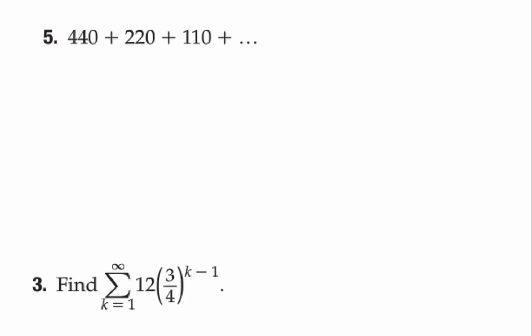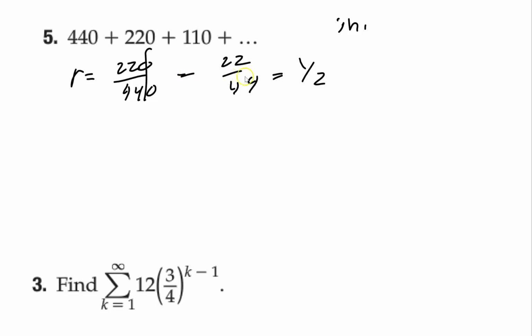Almost done, just a couple more. So this is the next one. Notice how it goes off into infinity. We want to find the infinite sum. Right, so I'll do the same thing. Find my r, make sure you can. 220 over 440. Zeros cancel out, I get 22 over 44, which is 1/2. So that's my r, so I can use the formula.